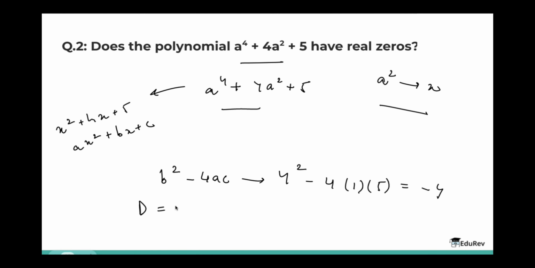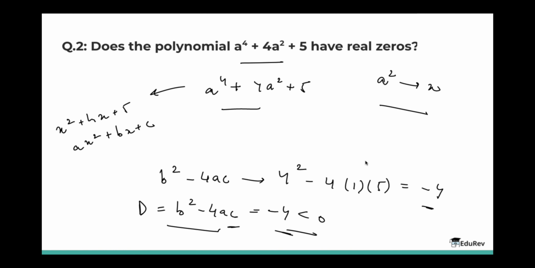Here D is nothing but b square minus 4ac, and b square minus 4ac is nothing but minus 4, and minus 4 is what? Less than 0. Now the discriminant is less than 0, which means what? Which means that the given polynomial does not have any real roots or zeros. So let's move to the next question.